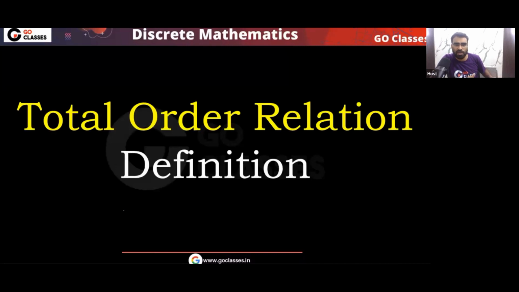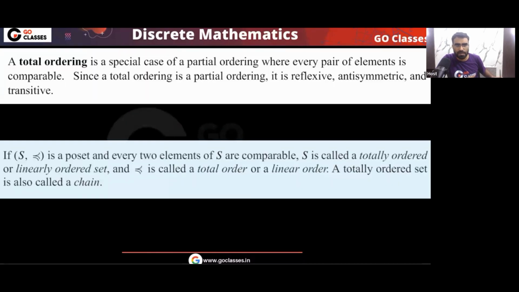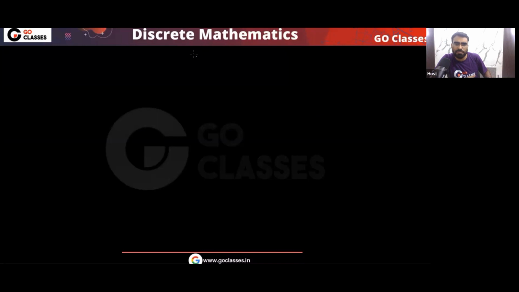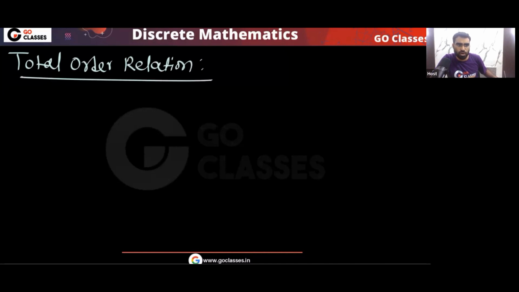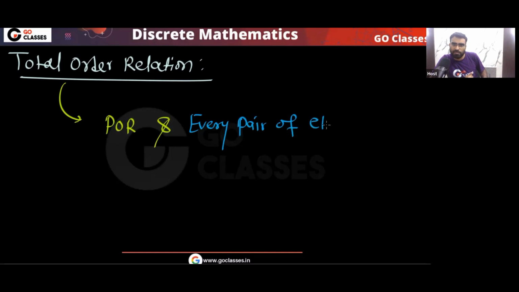Let's move on. Now let's see the total order relation definition. What is the definition of total order relation? It is actually very simple. You need two things for a total order relation. First, it must be a partial order relation, and every two elements must be comparable. Every pair of elements must be comparable.